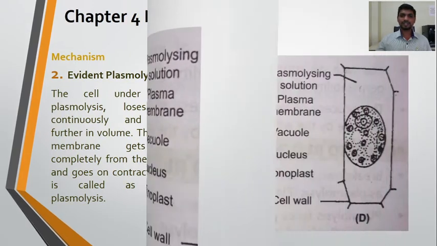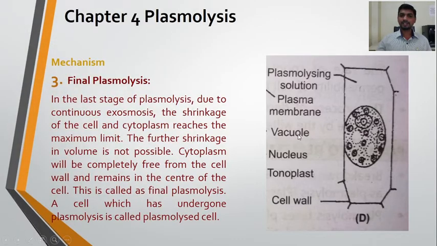And the last stage is the final plasmolysis. In this last stage, due to continuous exosmosis, the shrinkage of the cell and the cytoplasm reaches the maximum limit. Here we can see the protoplasm gets separated from the plasma membrane, and its shrinkage reaches the maximum limit. Further shrinkage in volume is not possible. The cytoplasm will be completely free from the cell wall and remains in the center of the cell.